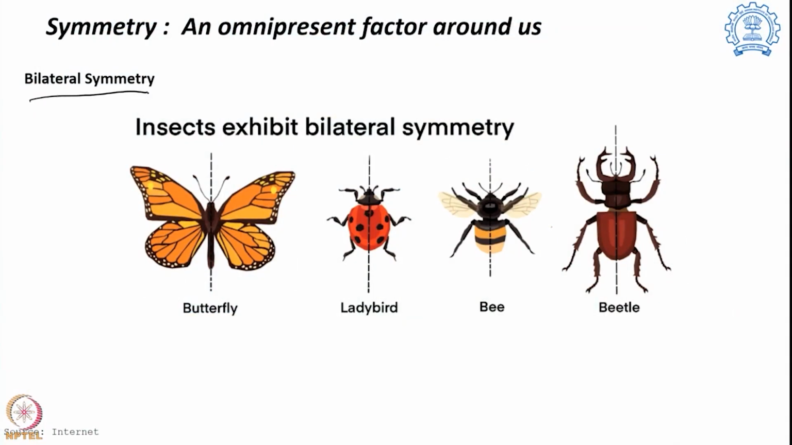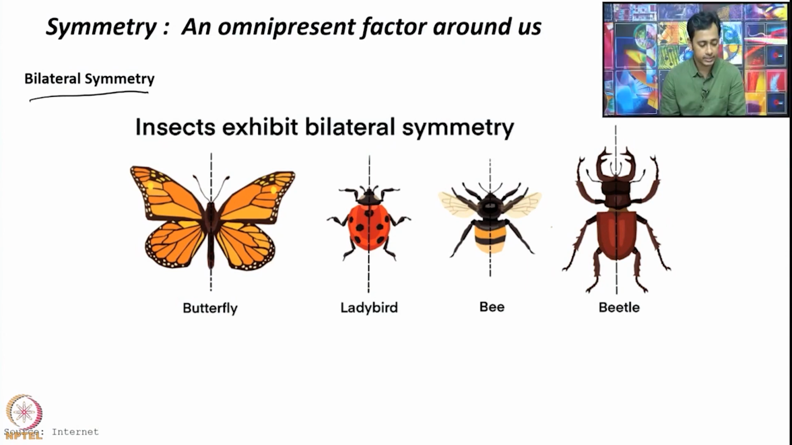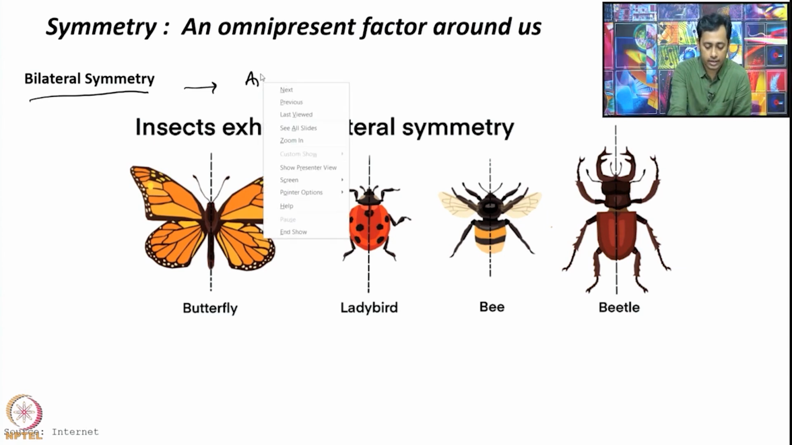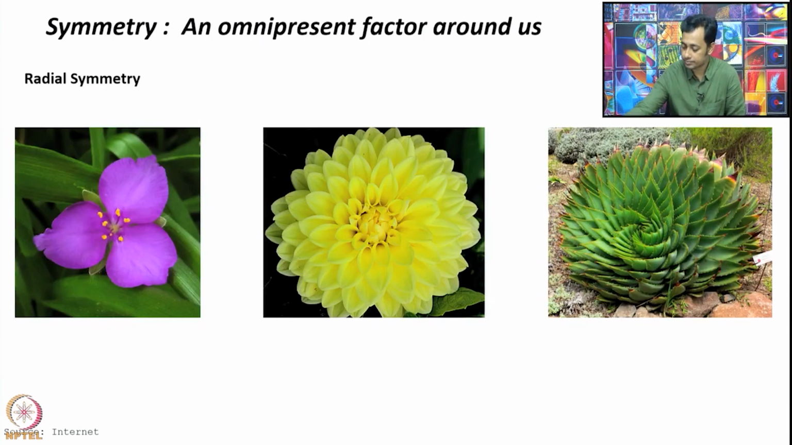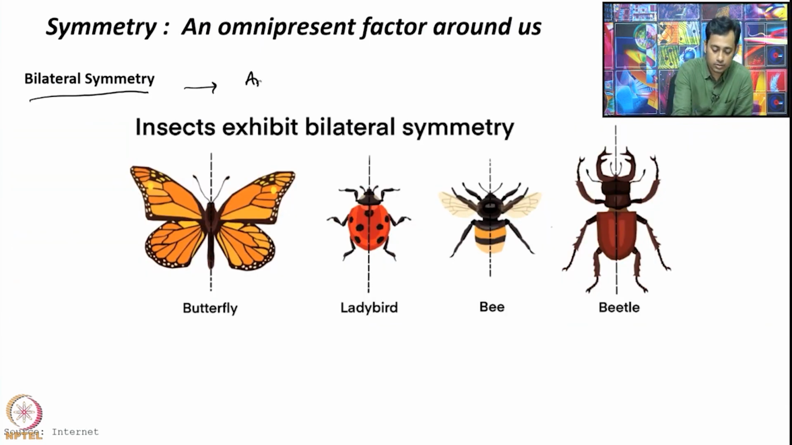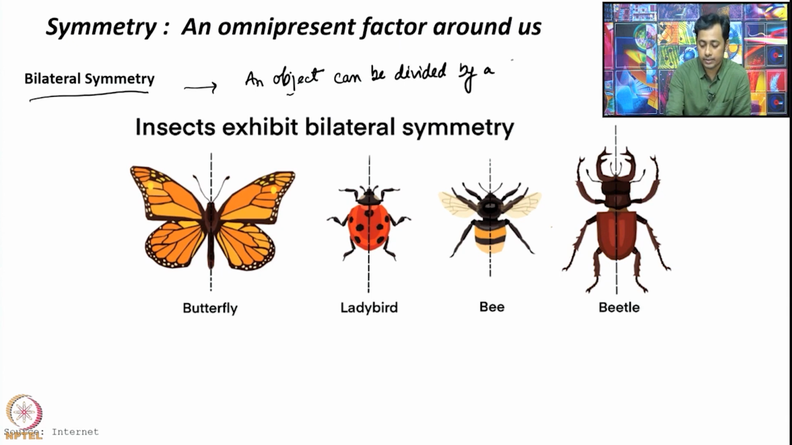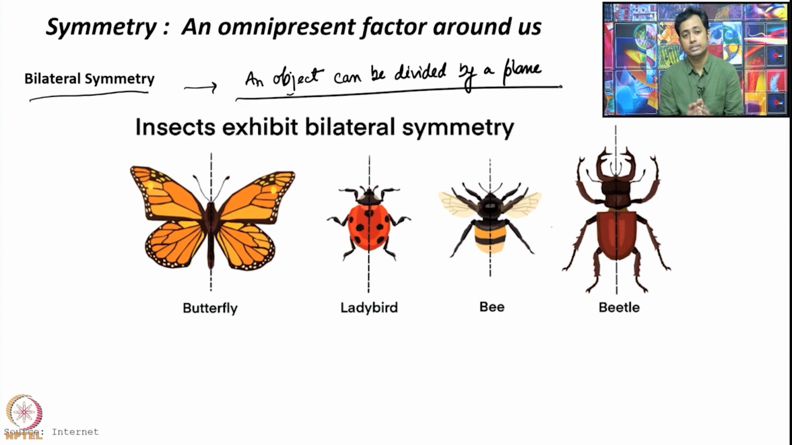So first let us try bilateral symmetry. Now if I want to define what a bilateral symmetry is: bilateral symmetry is a symmetry when an object can be divided by a plane, and on the other side of the plane we see similar parts.